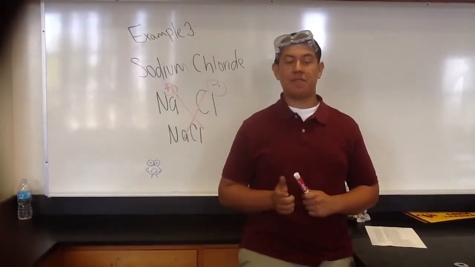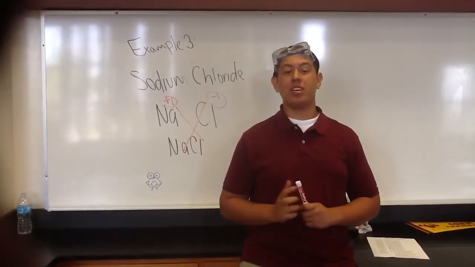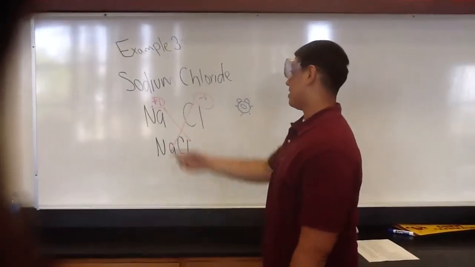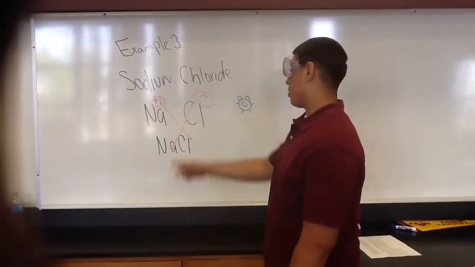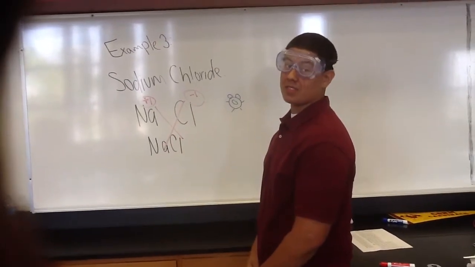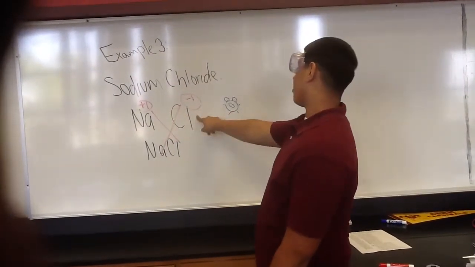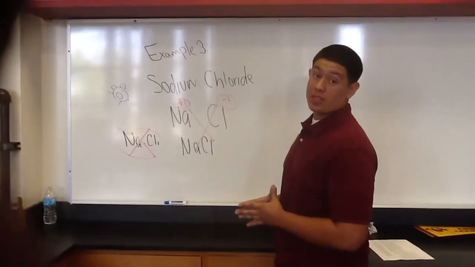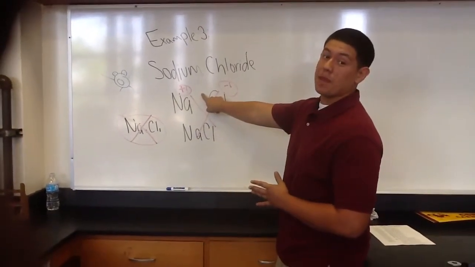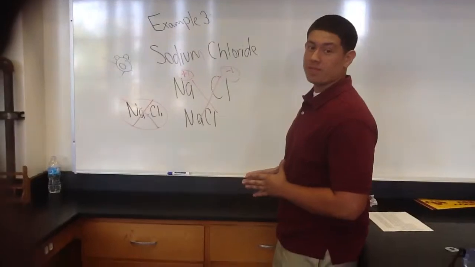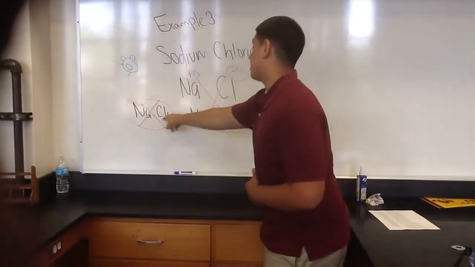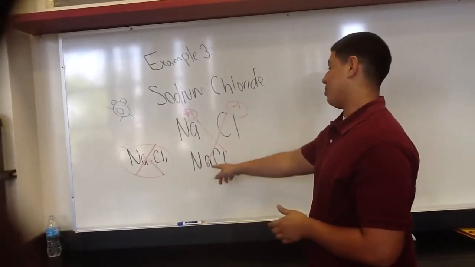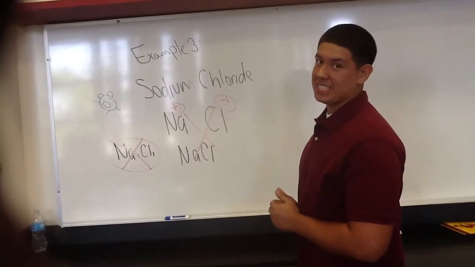Example 3. If two elements have the same number charge, when they switch, it cancels each other out. As you can see here, with sodium fluoride, sodium has the charge of +1 and chlorine has the charge of -1. The charges switch, as you can see, but they cancel each other out. So instead of Na1 and Cl1, they become NaCl, which comes out to sodium chloride.